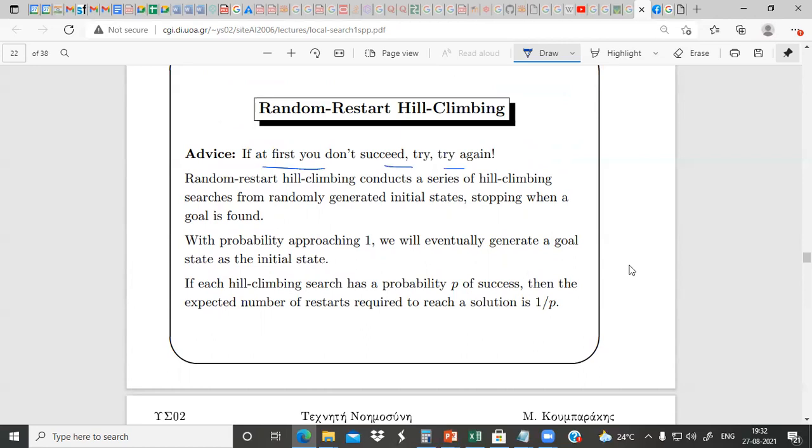Generally we see this, right? We say, if you don't succeed, you don't give up. Keep trying, you don't fail. So never give up. This is something like that. If you don't succeed in the first try, you keep trying. That's what random restart is. The algorithm keeps on restarting.